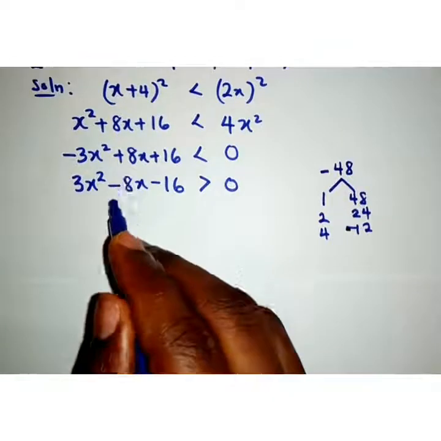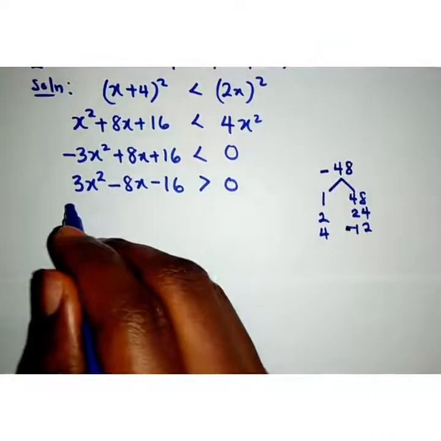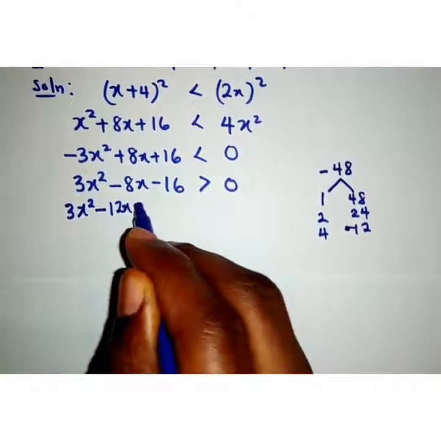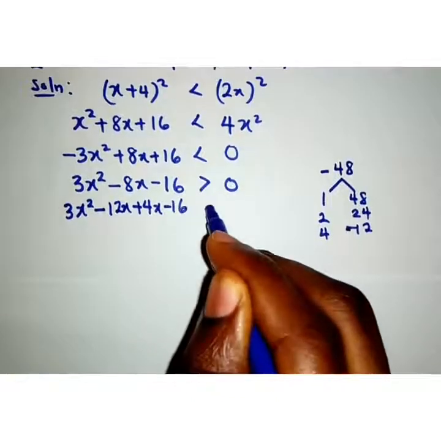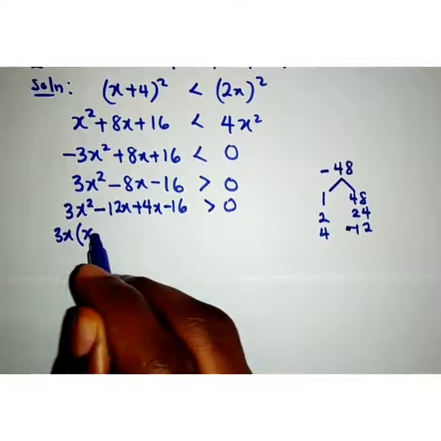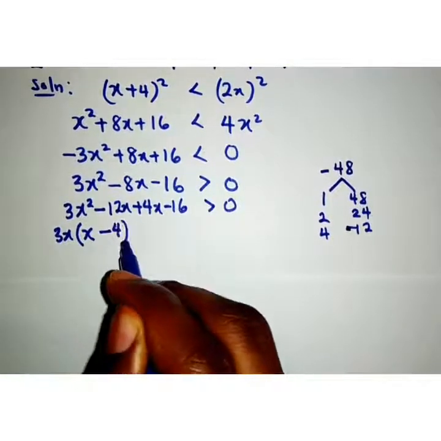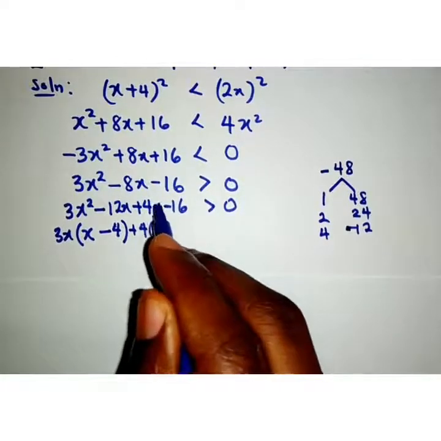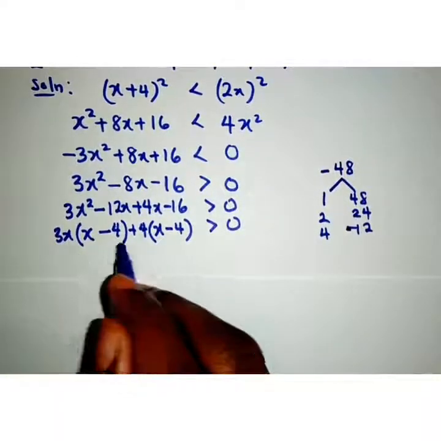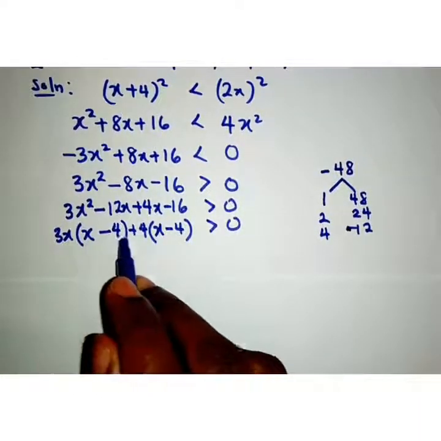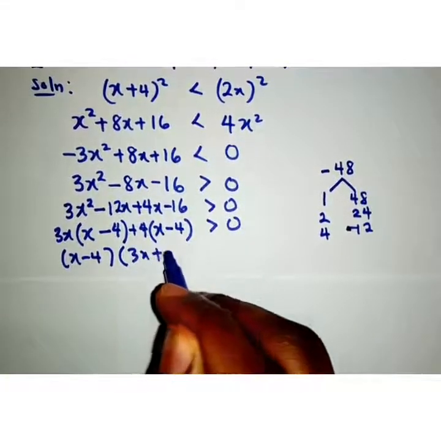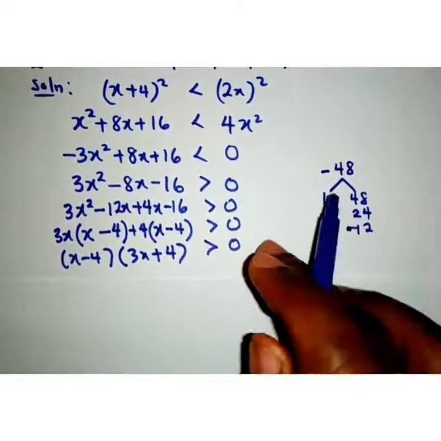So we can replace the middle term here by this. So we have 3x squared minus 12x plus 4x minus 16 greater than 0. We have 3x in 3x squared, that's x. 3x in this gives us 4 plus 4. 4 in 4x gives us 4. 4 in minus 16 gives us minus 4, greater than 0. So if we factorize, x minus 4 is a common factor. We have x minus 4 here. Then we have 3x plus 4 is greater than 0.